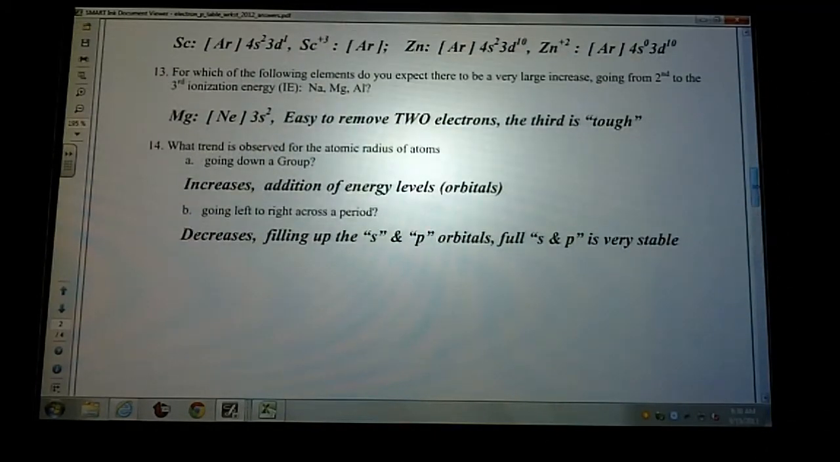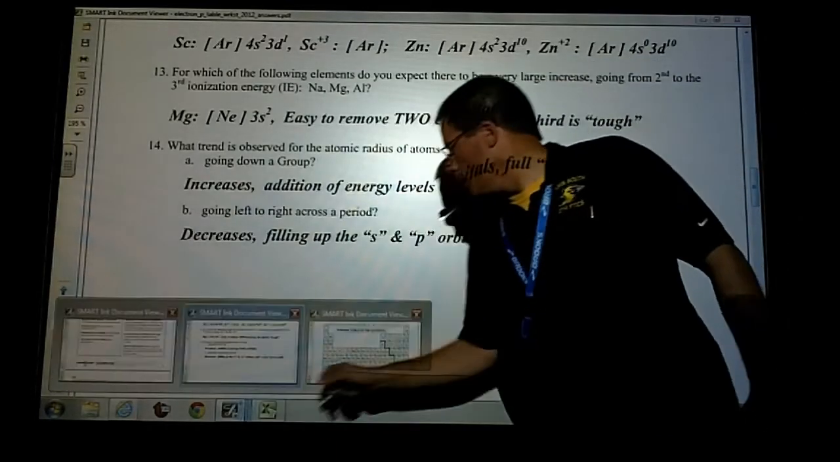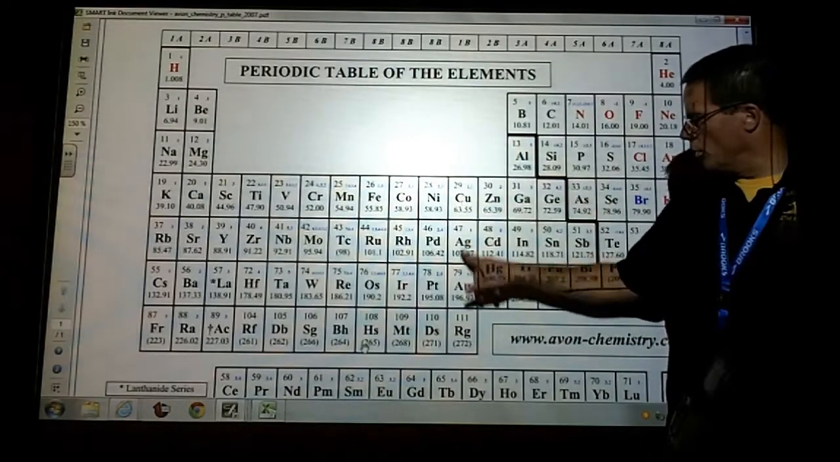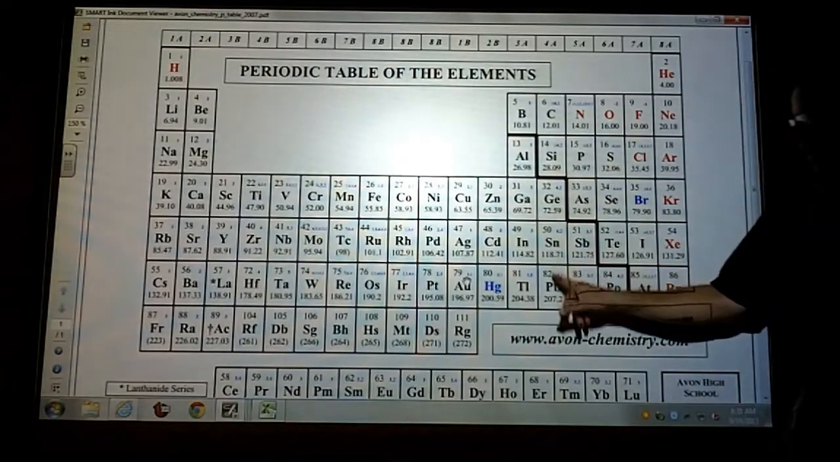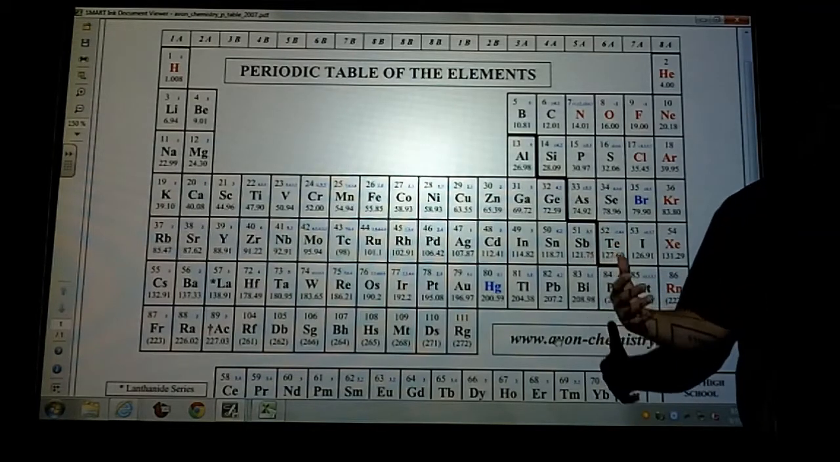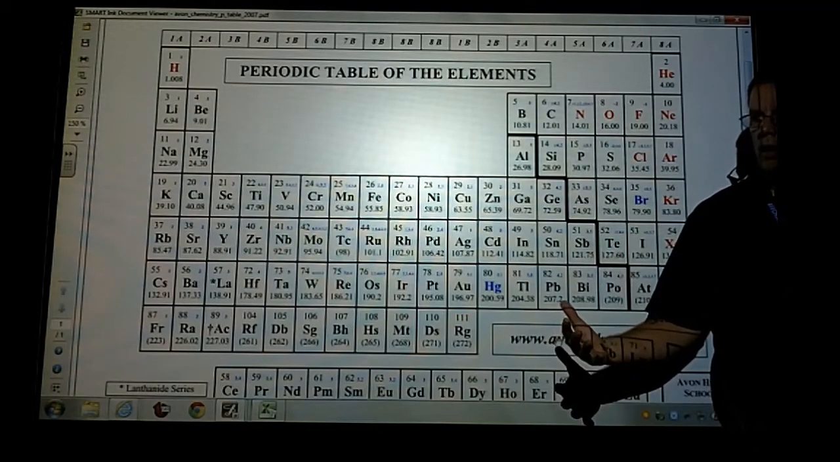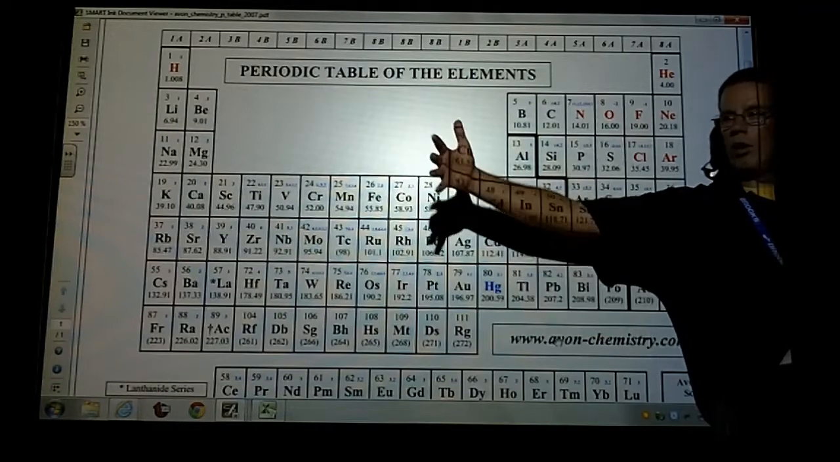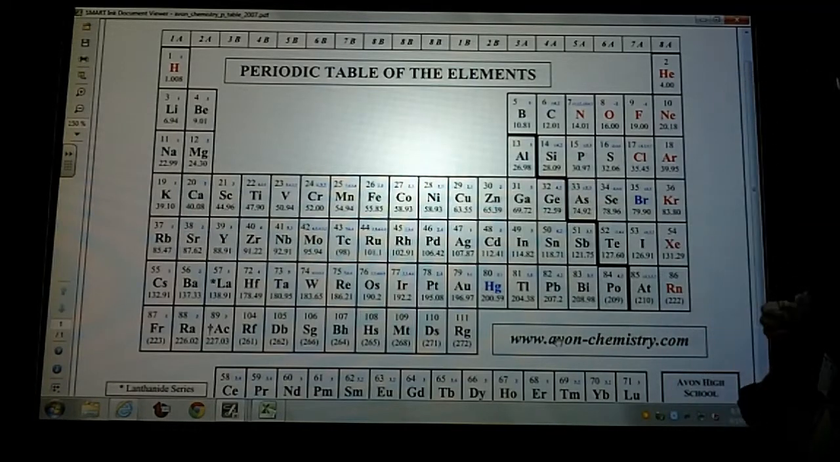Okay, 14. What trend is observed for the atomic radius of atoms going down a group? So again, we talked about this earlier. As we go down a column or down a group, what's happening to the radius? It's getting bigger because we're putting more electrons in those higher energy orbitals. We're just filling up orbitals, so more electrons, bigger size.